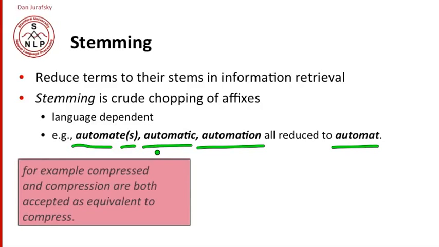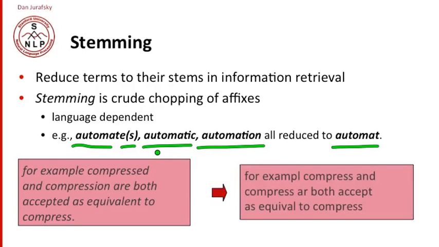So here's an example little text. For example, compressed and compression are both accepted as equivalent to compress. That's the text. And if we stemmed that text, here's the resulting output. So you can see that we've lost the E on example, and compressed and compressing have both turned into compress, and here we used R. We could have used B as our representation of R, but this particular example we used R, and so on.